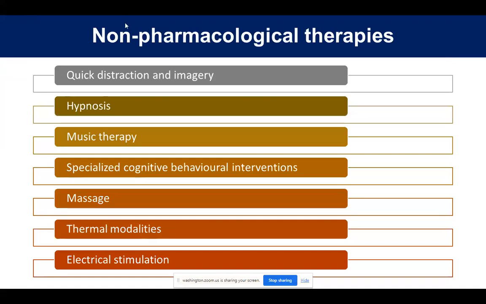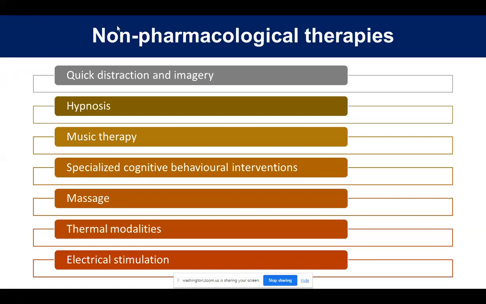Some commonly used non-pharmacological therapies finding acceptance in pain management are quick distractions, imagery, hypnosis, music therapy, special cognitive behavioral interventions, massage, thermal modalities, electrical stimulation. If you distract a patient from the topic, if he's explaining something to you and you distract him, sometimes he feels that the pain goes away. So these are the general pain relieving methods, like hypnosis and music therapy.